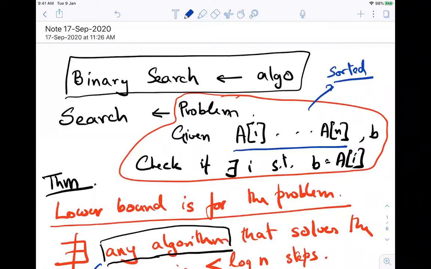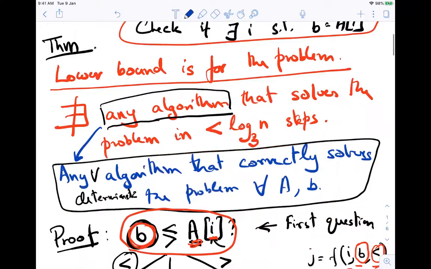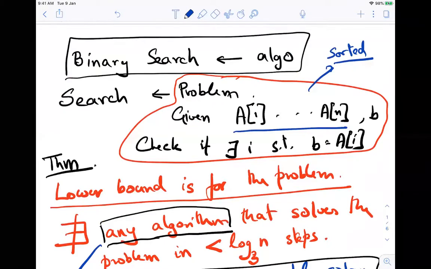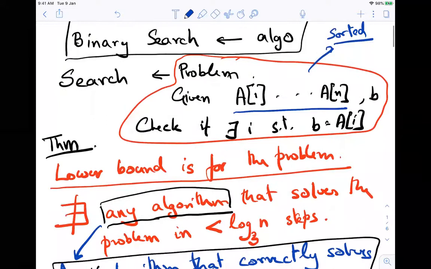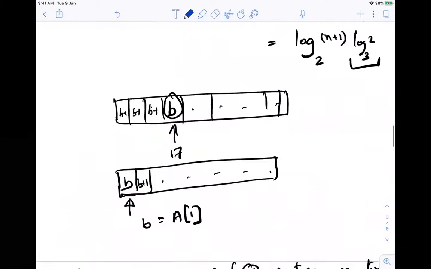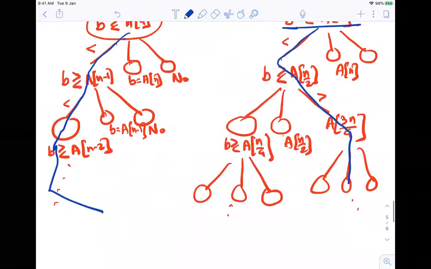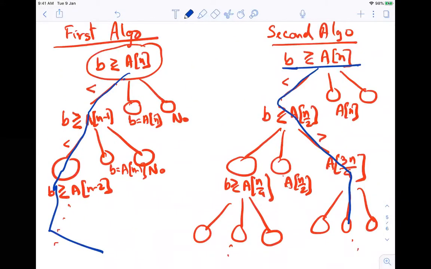So decision tree is one way. For example, if this array was not sorted, then the lower bound is n minus 1, or n actually. Decision tree will not give you that. Decision tree will only say that you need log n depth. Any more questions?